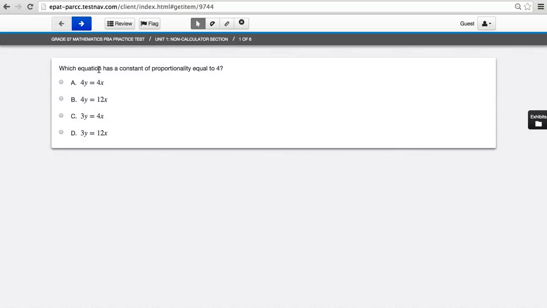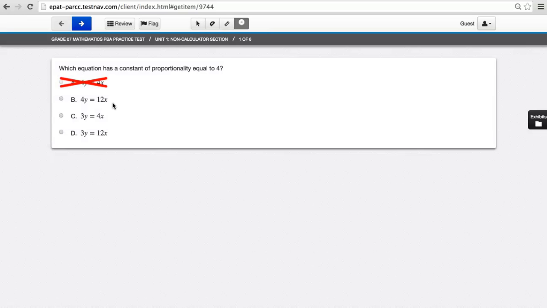It says, which equation has a constant of proportionality equal to 4? In order to solve for this, you have to divide both sides of the equation. If you divide both sides by 4 here, you'll get y is equal to 1x. A cool tool that you could use is something called the answer eliminator. You can click on it and then click answer choice A if you know it's not the correct answer. Let's go on and use that for the next section.